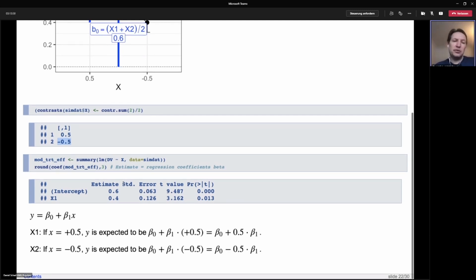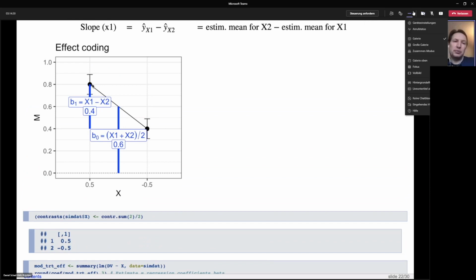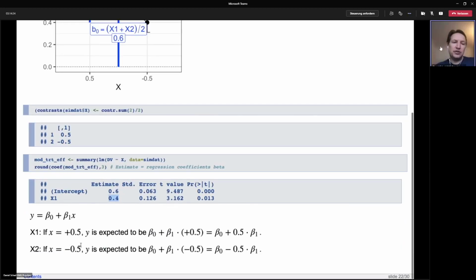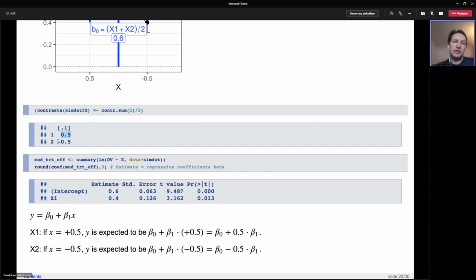If we run the model with this changed contrast matrix, we see that the intercept is again 0.6, but the slope is now 0.4. So if we enter this in the regression equation, for x1 we have a plus 0.5. To compute the mean of x1, we have beta 0 plus 0.5 times beta 1, sorry. So we have beta 0 plus half of beta 1 to obtain a prediction for x1. And for x2, it's minus 0.5, so we get beta 0 minus 0.5 times beta 1. So from beta 0 we subtract half of 0.4, which is 0.2, and we get to this condition mean. So effect coding is just using a plus 0.5 and minus 0.5.